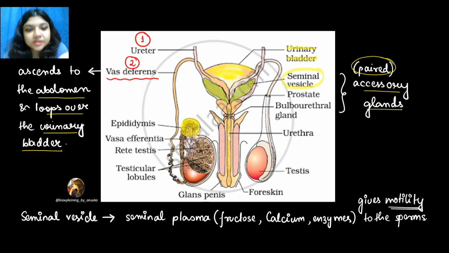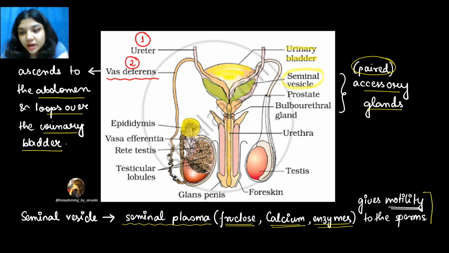Seminal vesicles release a fluid known as the seminal plasma. Components क्या क्या है? Fructose, calcium and different kinds of enzymes. The function of this seminal plasma is to give motility to the sperms. Motility मतलब क्या है? Motility मतलब है ability to move.